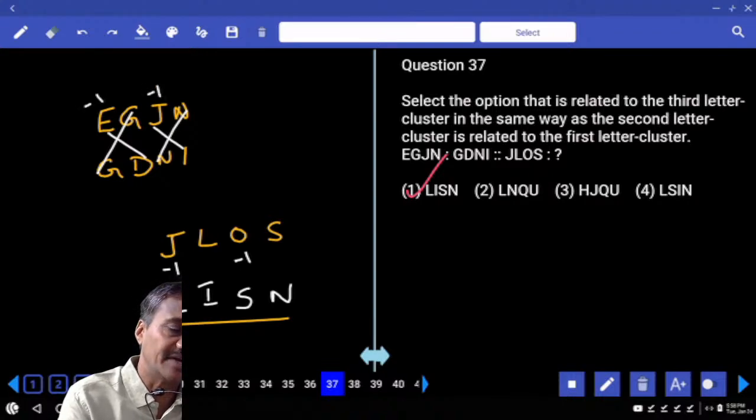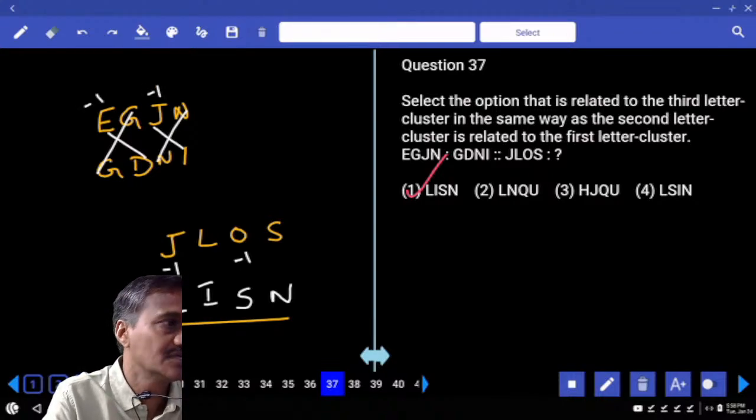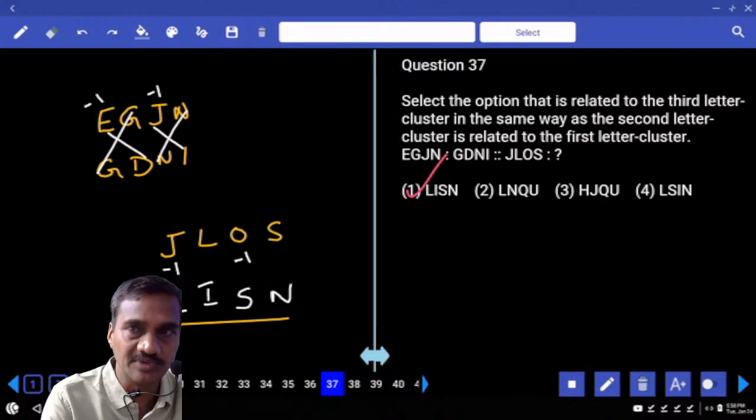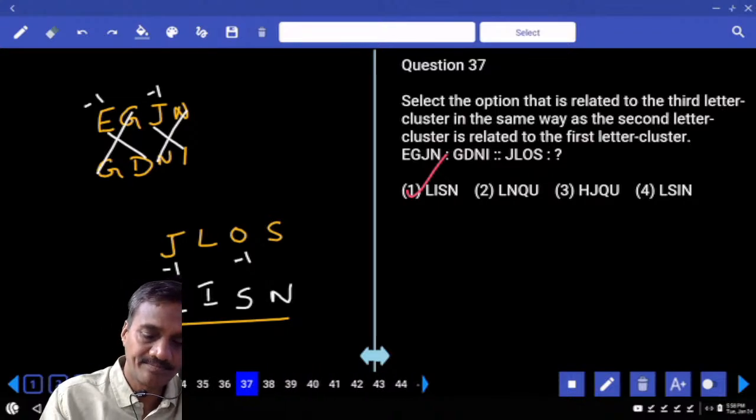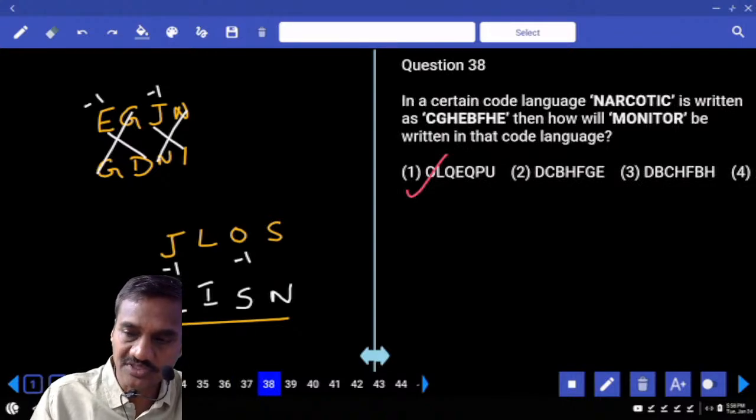First letter and third letter, minus 1, shifted to the second and fourth places. The remaining two shifted to the previous place, same letter. The next one, question number 38.